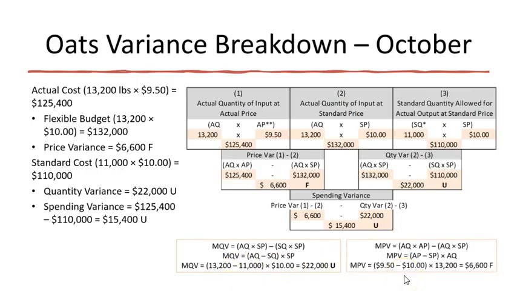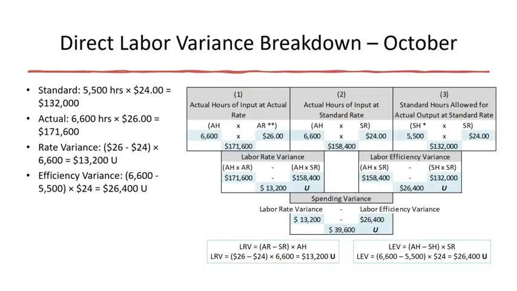Next up, for the material price variance, we're basically looking at the difference between the actual price we paid of $9.50 minus the standard price of $10 times the actual quantity this time. So that 50-cent savings times the 13,200 pounds that we actually used resulted in the $6,600 favorable variance. So a much faster way to solve for the two subcomponents of the spending variance is using the equation format.